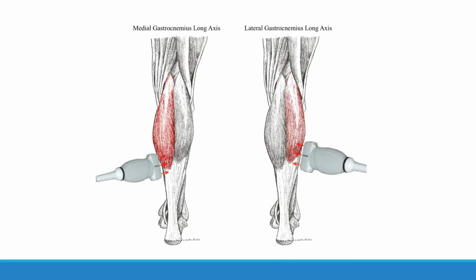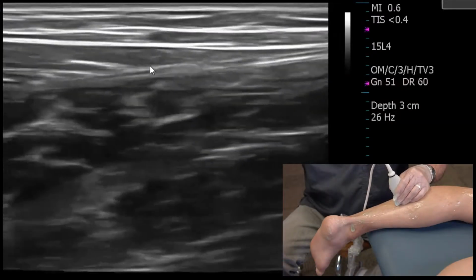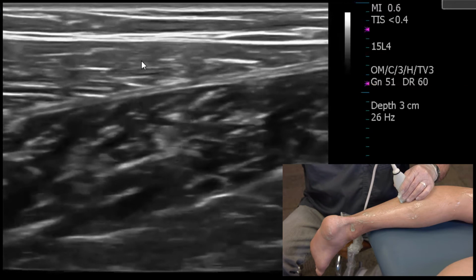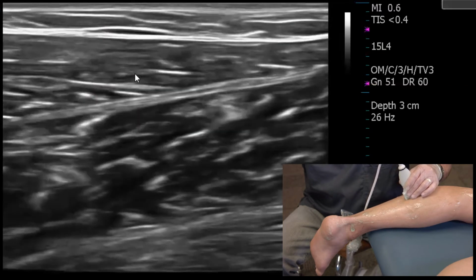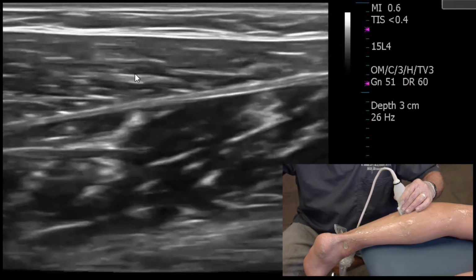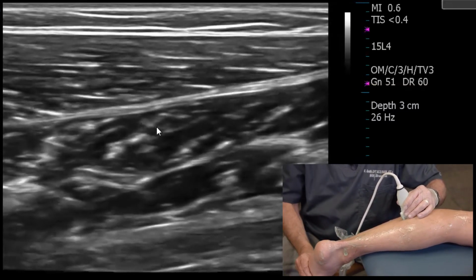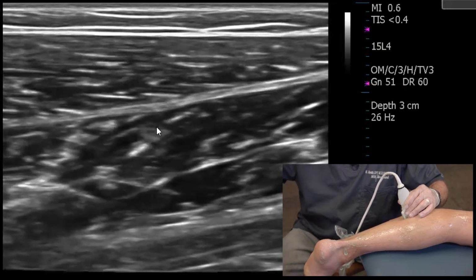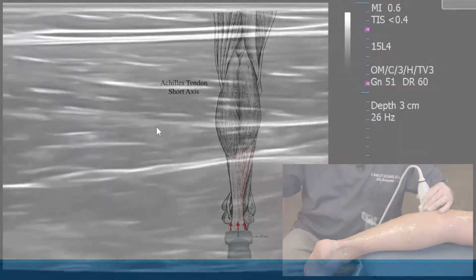Then I move a little bit more laterally, and then the lateral gastroc comes in. Again, you can see the lateral gastroc. There's the lateral gastroc, and there's the soleus. Soleus and lateral gastroc, they move together, notice that. Then I can continue going up the lateral gastroc.